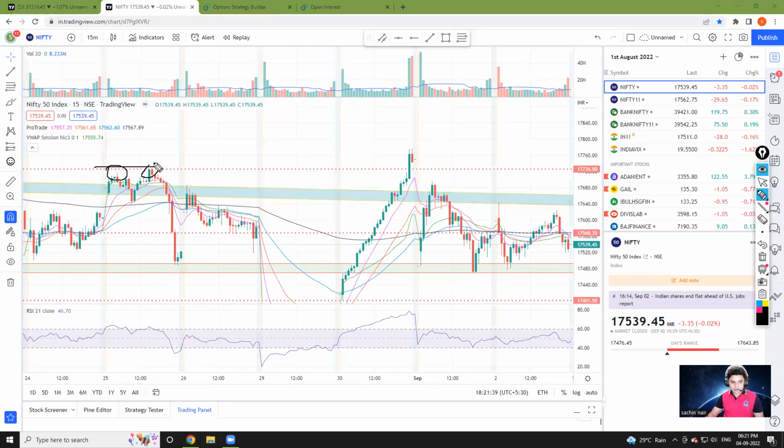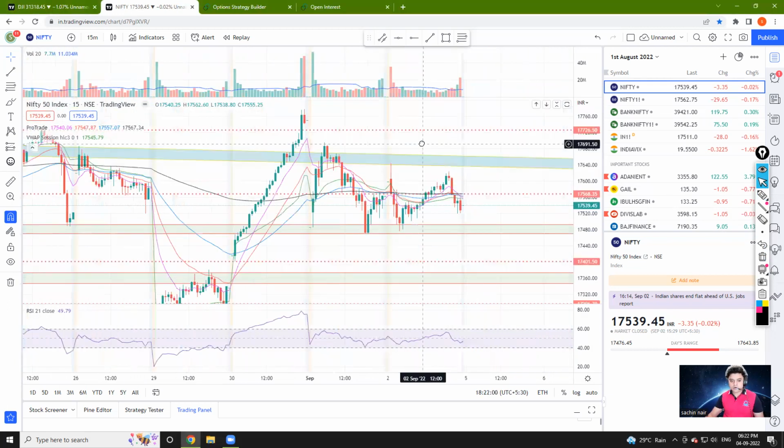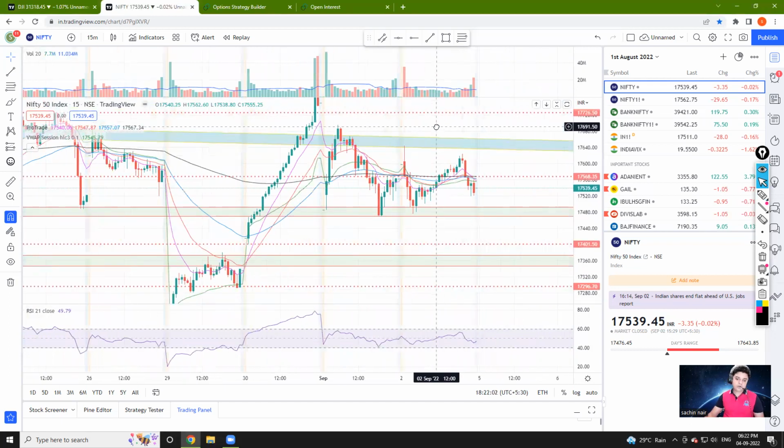Okay, where we had given a closing, which was kind of a bull trap, and then again we fell. So closing above this 17,726.5, you can start going long. 17,800 will still remain the major hurdle. So that is all about Nifty that we have.